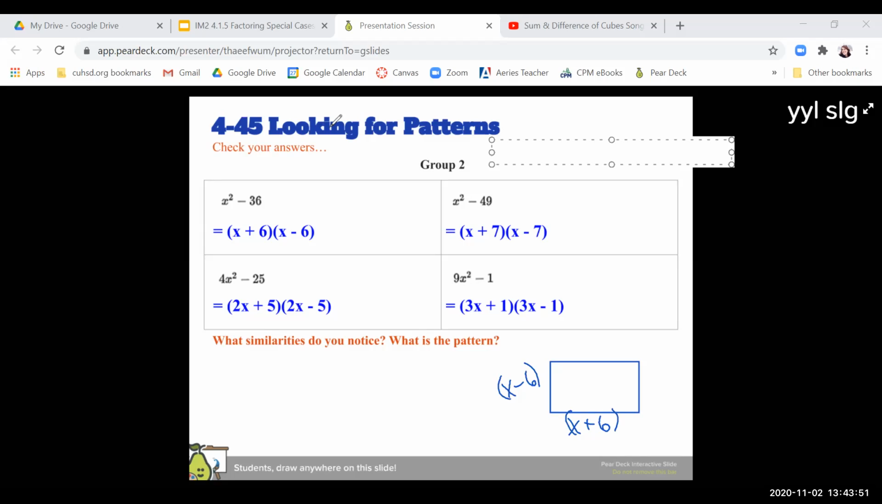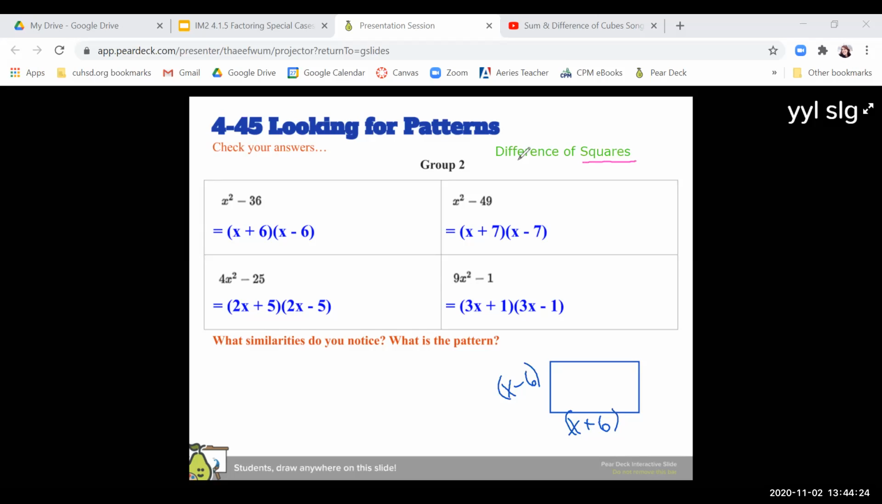This special pattern is called the difference of squares. So the difference of squares pattern, I want to break down the parts of this title. First off, let's talk about what we mean by squares. So squares are numbers that when we take the square root, we get a whole number.